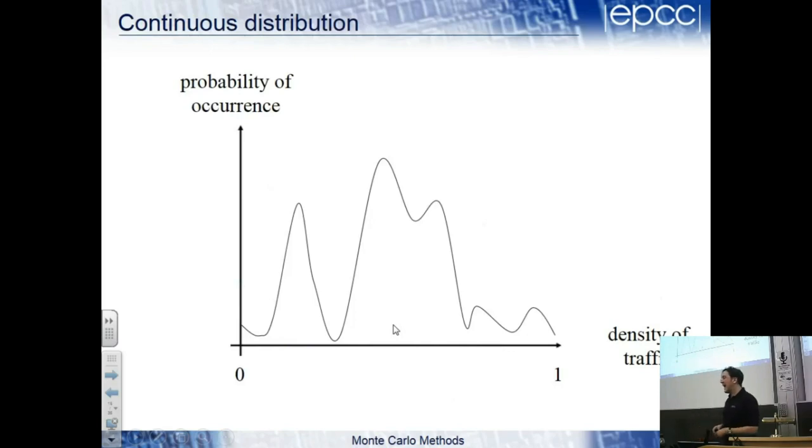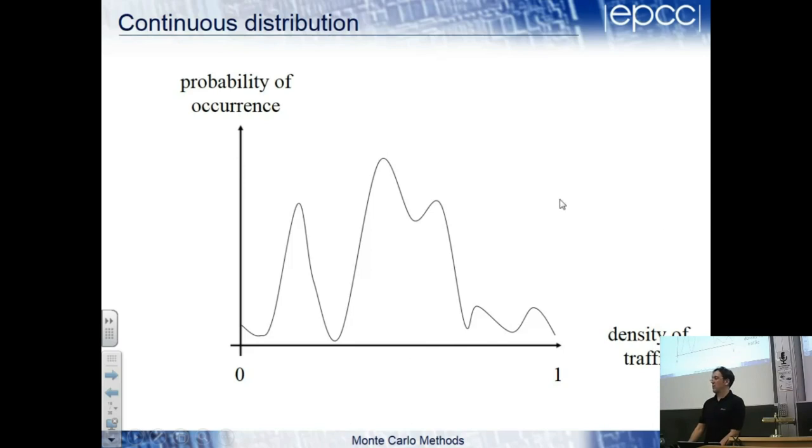And so in reality, we'd have a continuous distribution. We might say, well, actually, it's not as simple as that. The density of traffic between 0 and 1 has some distribution like this. So at this point, if I wanted to solve this problem, I could say what's the average over a week?